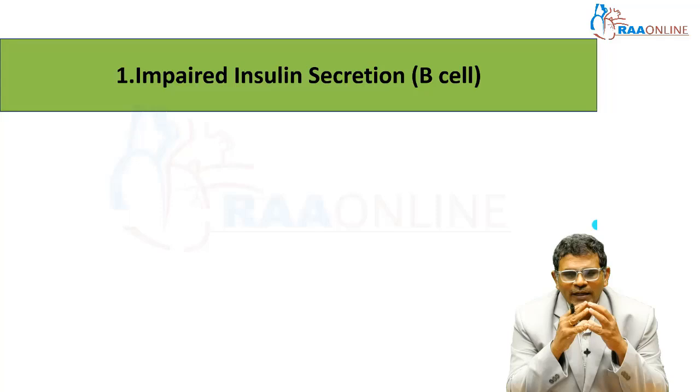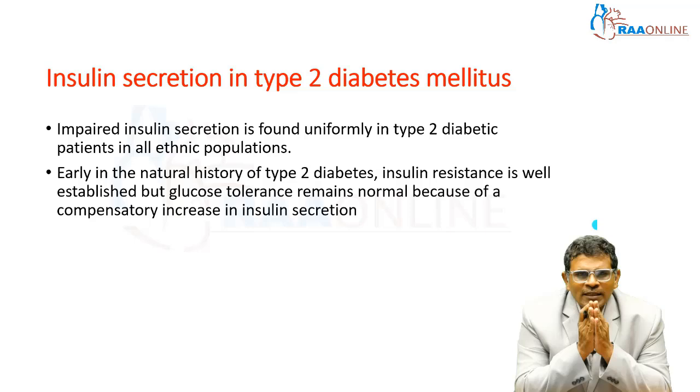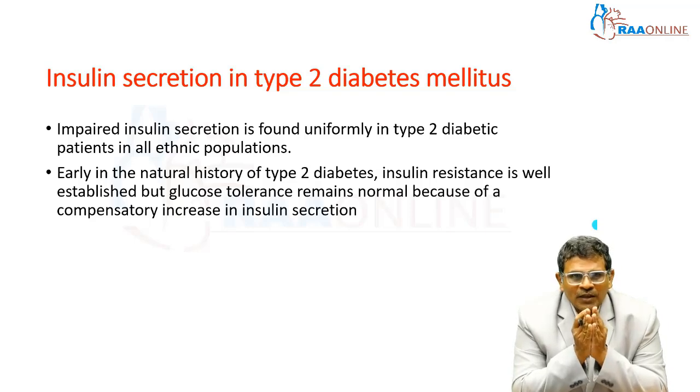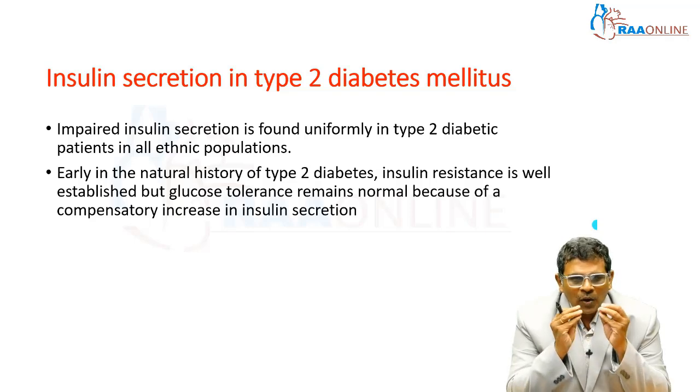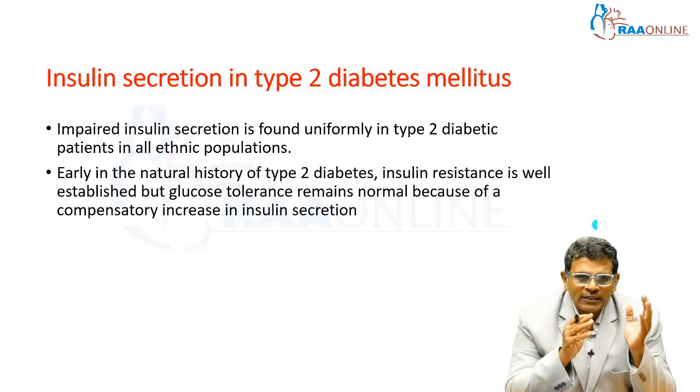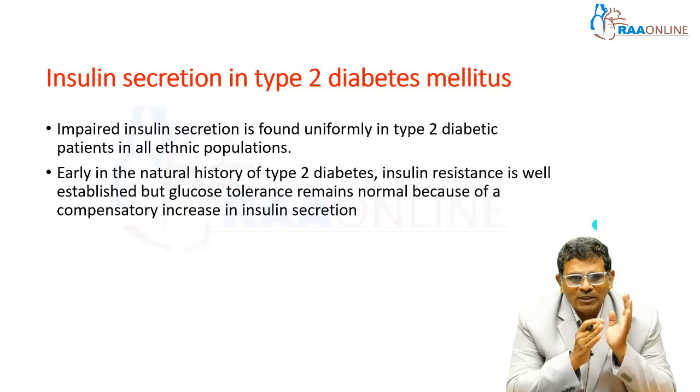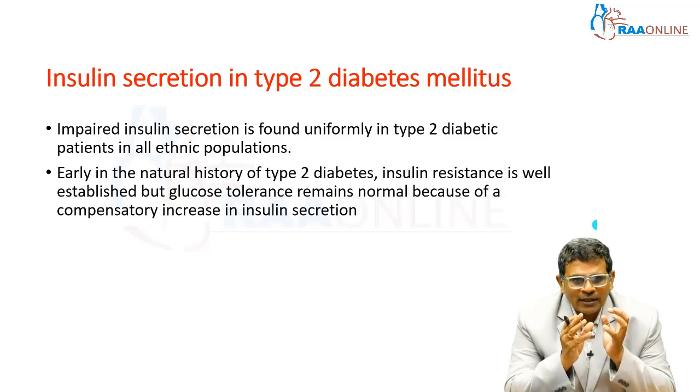When we mean impaired insulin secretion, it is all about the beta cells of the pancreas. Impaired insulin secretion is found uniformly in type 2 diabetics in all ethnic populations. Now we have to understand one thing. In diabetes, it is always insulin resistance that sets in first. No matter how much insulin resistance the patient builds up, the insulin secretion has to go down to manifest the patient as a diabetic.